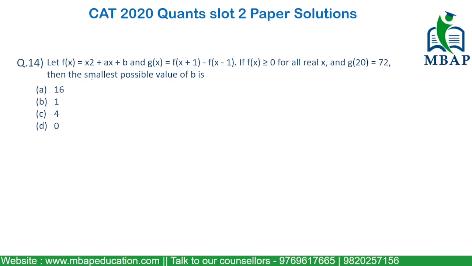Let's start with g of x. What has been given to me? G of x has been given to you as f of x plus 1 minus f of x minus 1. Substituting the value of f of x as x squared plus ax plus b, g of x will look like what? G of x will then become x plus 1 the whole squared plus a times x plus 1 plus b.